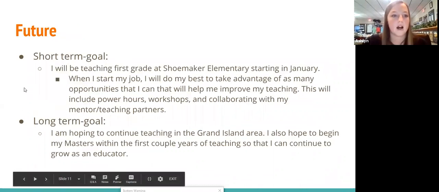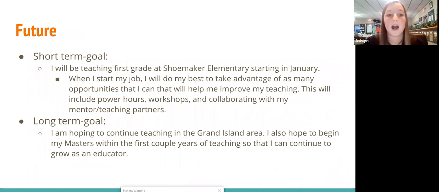Future: my short-term goal is that I will be teaching first grade at Shoemaker Elementary, where I am currently, starting in January. When I start my job, I will do my best to take advantage of as many opportunities as I can that will help me improve my teaching. This will include power hours, workshops, and collaborating with my mentor and teaching partners. My long-term goal is that I'm hoping to continue teaching in the Grand Island area, and I'm also hoping to begin my master's within the first couple of years of teaching, so that I can continue to grow as an educator.